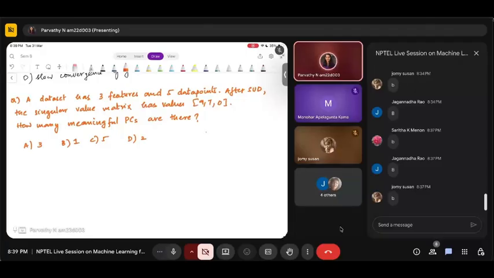So here you can see that one of the singular values is 0. That means that there is no variance along that direction, or that feature is not contributing anything to the data structure. So only the two non-zero ones, 9 and 7, correspond to meaningful directions. So that means that the data essentially lives in a two-dimensional space. So the number of meaningful components is 2, because the other one is 0, which doesn't have any variance at all.